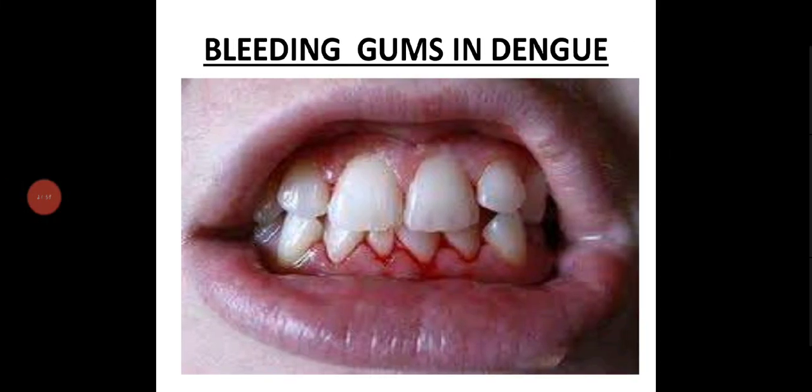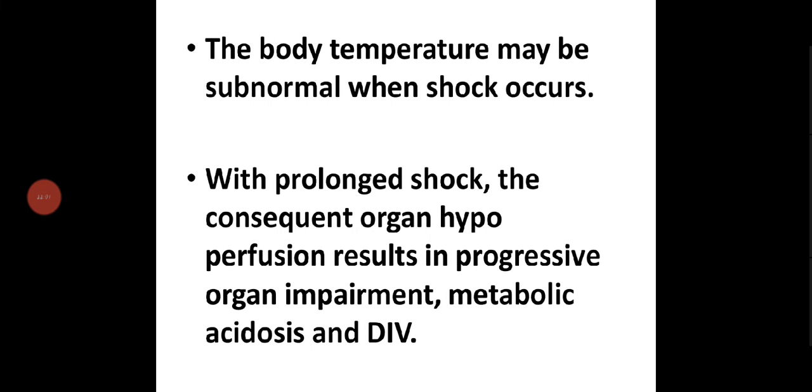This is what bleeding in the conjunctiva looks like. Bleeding gums. The body temperature may be subnormal when shock occurs. Okay, even sometimes there will be no fever. With prolonged shock, the consequent organ hypoperfusion results in progressive organ impairment, metabolic acidosis, and DIC. Due to plasma leakage and hematocrit value increase, there will be less supply of blood to the organs, so there will be hypoperfusion, which will lead to progressive organ impairment, metabolic acidosis, and DIC.